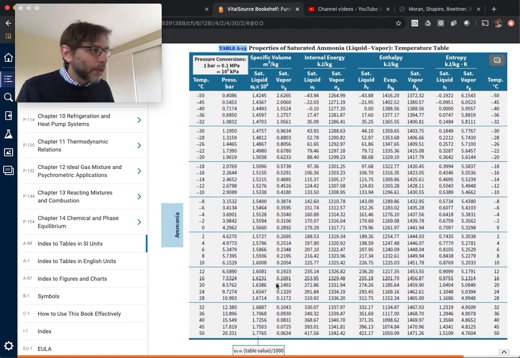How are we doing time-wise? Okay, I'm fine. What else are we going to need to know? For state 2, we need to know the U, right? I don't know if we need to know H. No, we don't need H2. We just need to know U2. So UF at 20 is 272.86.